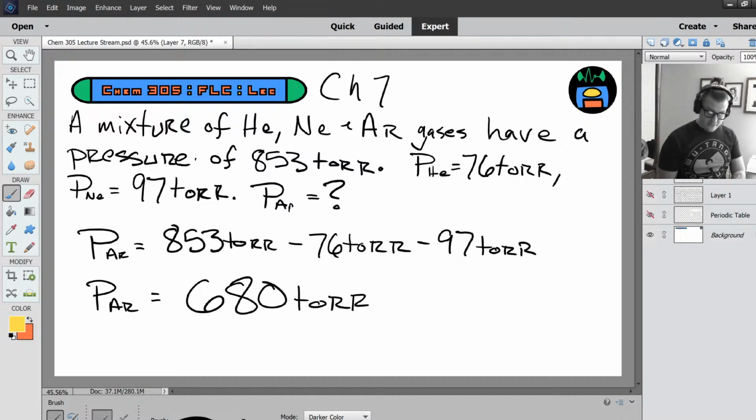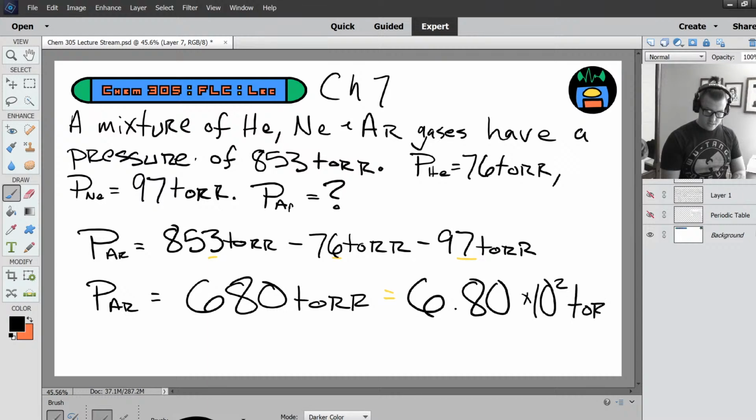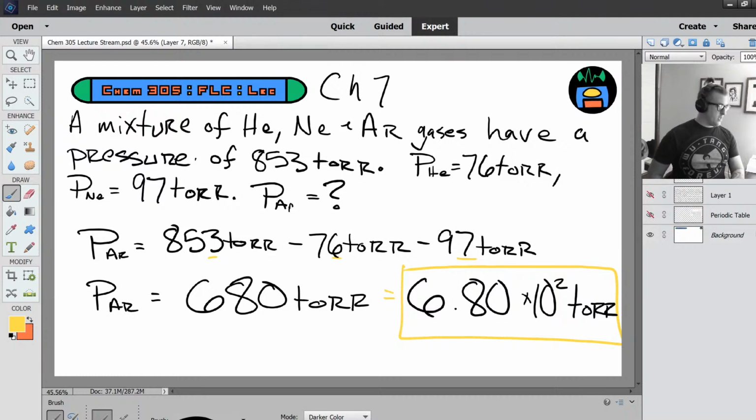Torr. As far as sig figs goes, our last significant digit needs to be in the ones place, so we would have to write this in scientific notation: 6.80 times 10 to the second torr. And that would be our final answer.